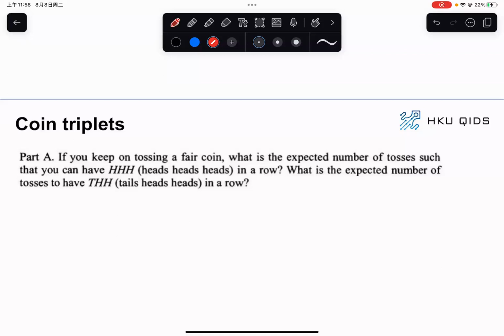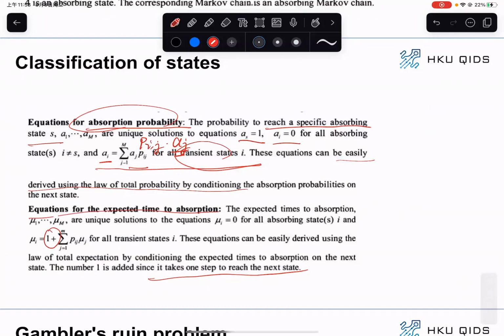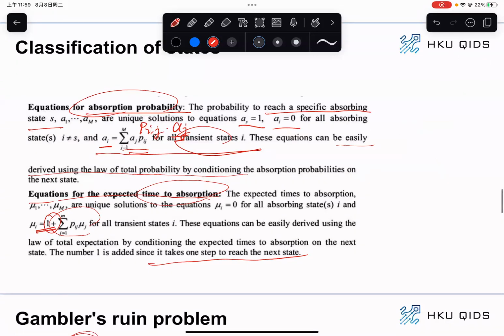So again, we can use the same approach. This time we are calculating the expected number, so we are going to use the equation for the expected time of 2 absorbing. This part is similar to this part, but the only thing you should remember is that do not forget this 1, okay?